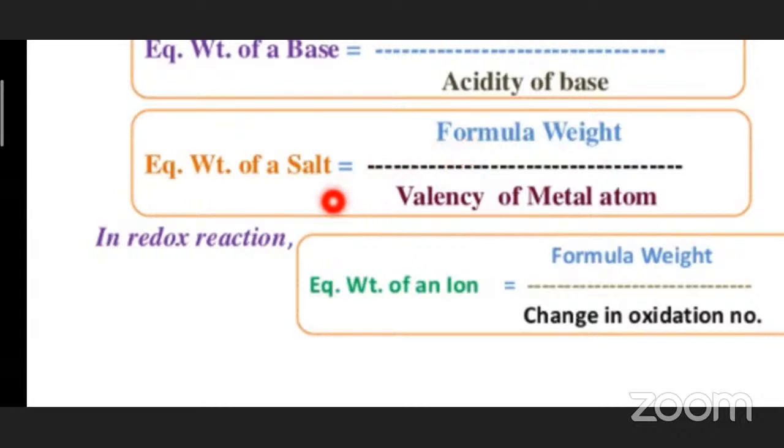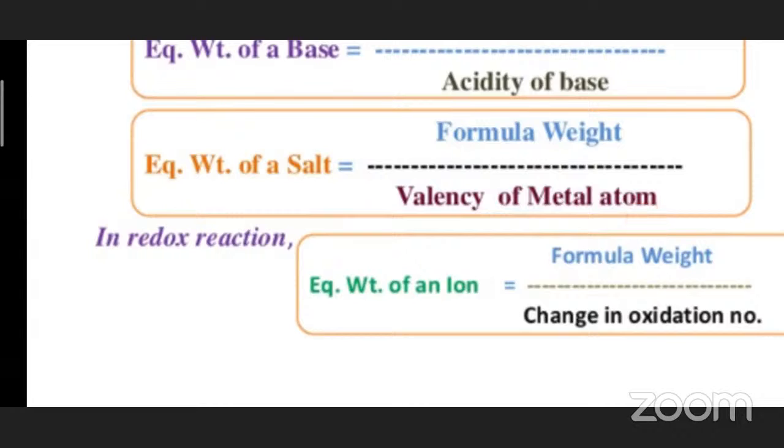So what do you understand? Salts are ionic compounds. Okay, that we have to infer from here. That is the information we can obtain. Salts are ionic compounds, and for ionic compounds, we calculate the formula weight. So equivalent weight of a salt is nothing but formula weight divided by valency of the metal atom.